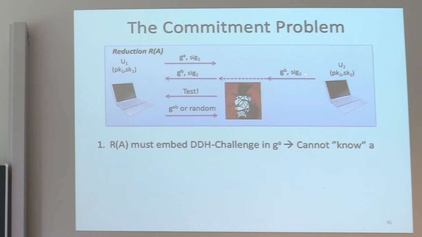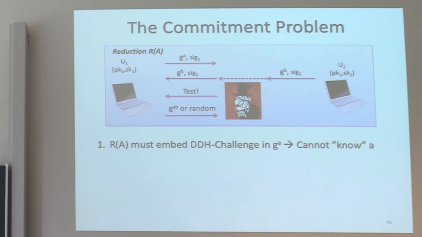The other user would respond with g to the b and some signature, the adversary would forward it as well, and then it could ask the test query for this one here. And then we would respond with g to the ab or random, and you can prove this secure if you make the DDH assumption, which basically says that g to the ab is indistinguishable from random, given g to the a and g to the b, but not the corresponding exponents.